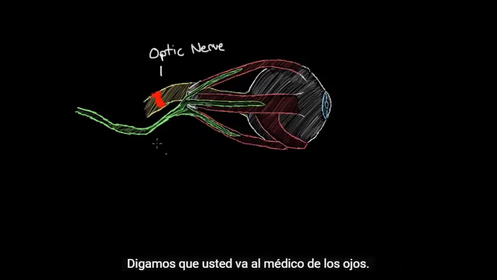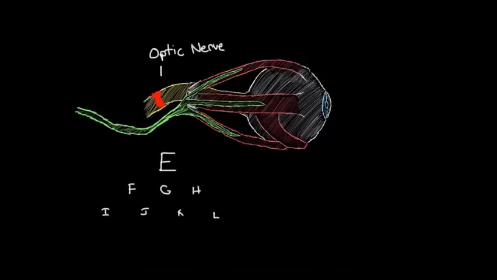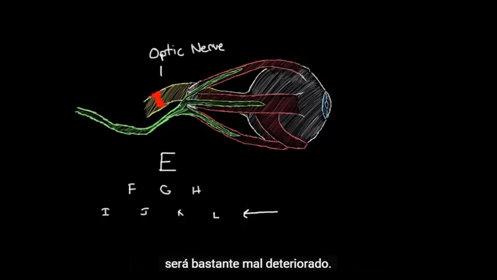So let's say you go to the eye doctor. They're going to ask you to read off of a series of letters on a screen across the board. So your ability to read off of the smallest letters will be pretty badly impaired, right? So you won't really be able to see these letters as well anymore.